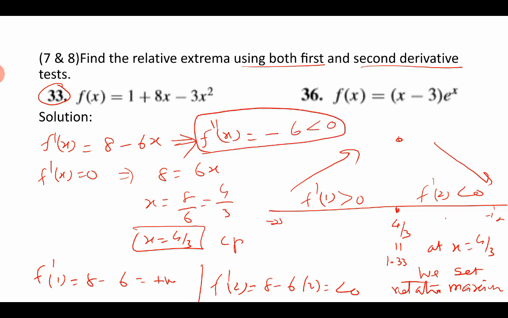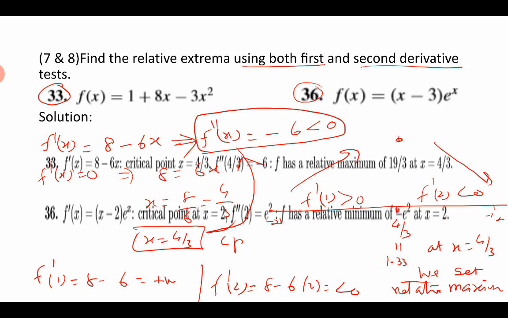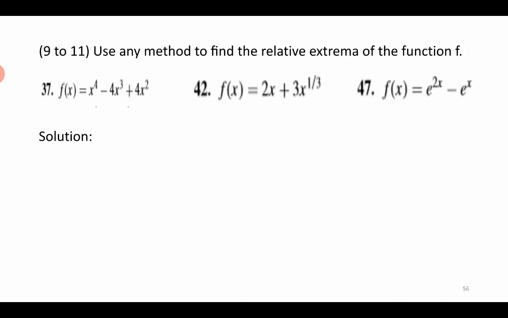So if the second derivative is negative, then at this critical point, whatever the x value, you will get a negative second derivative. So you will get a relative maximum. If the second derivative is positive, it will be a relative minimum. Try 36 yourself. You can use both methods or any one of the methods. This is it. You have to try the remaining. Use any method to find relative extrema.